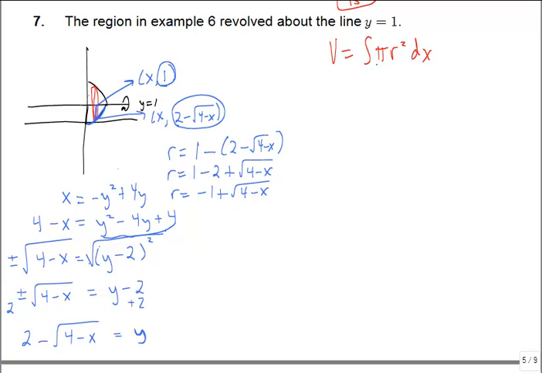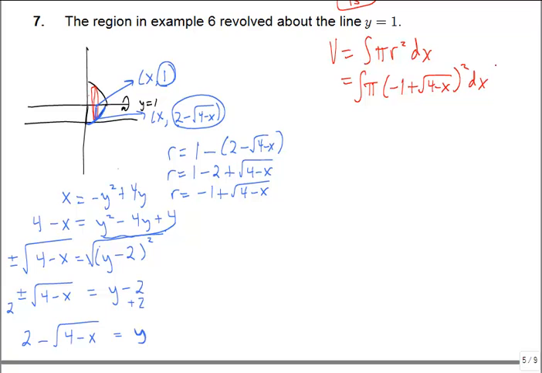So this one has a complicated radius function because our axis of revolution was not one of the major axes, so we had that 1 involved, plus we had a complicated curve which we had to solve for y in terms of x, which got a little messy as well. So let's substitute in our radius function. So this radius function is negative 1 plus square root of 4 minus x, and we want to square all of that.